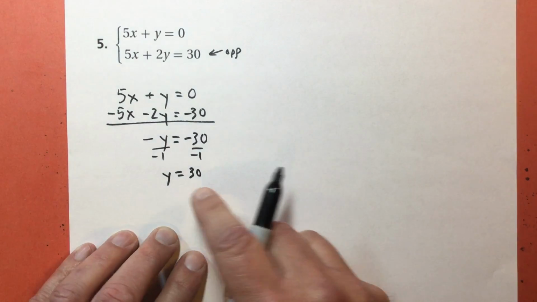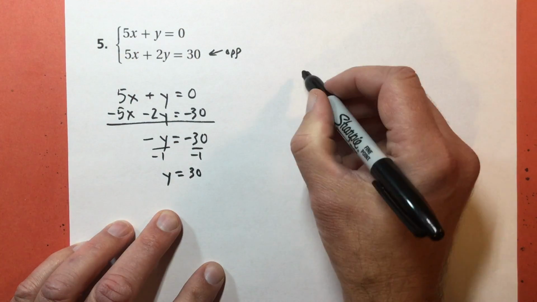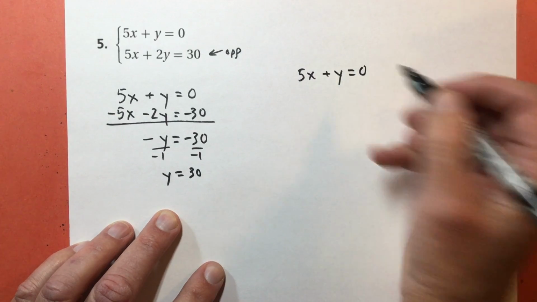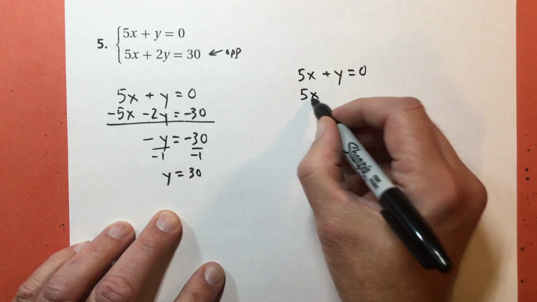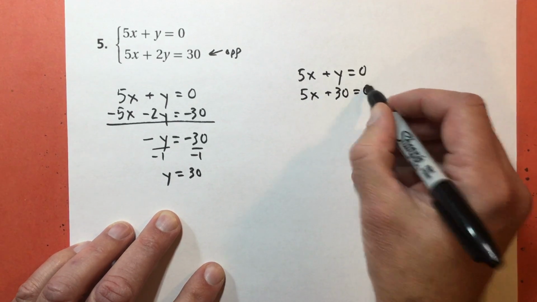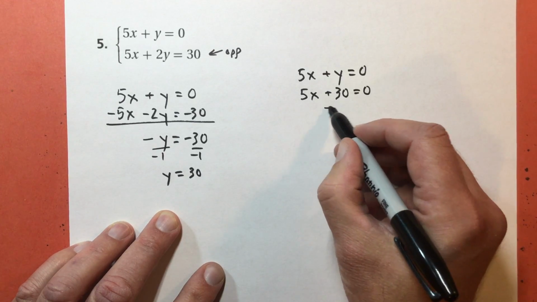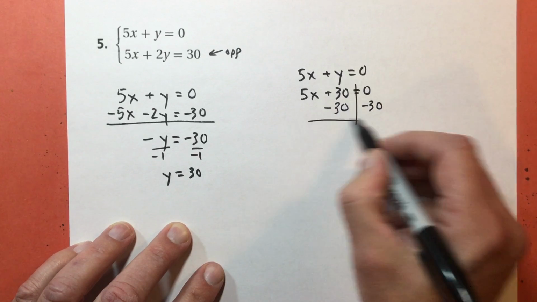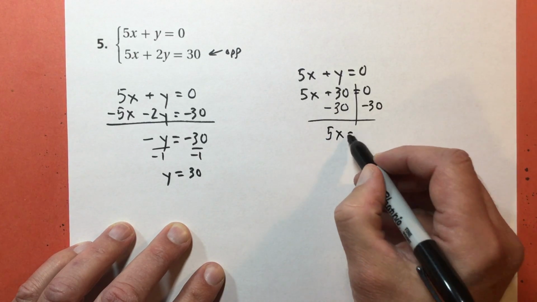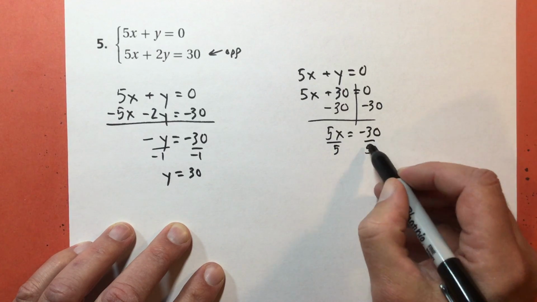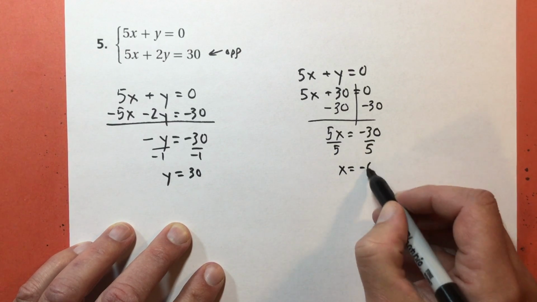All right, now let's use this and find out what the x is. 5x plus y equals 0. 5x plus 30 equals 0. The opposite of adding 30 is to add negative 30. And I get 5x equals negative 30. Divide both sides by 5, and I get x equals negative 6.